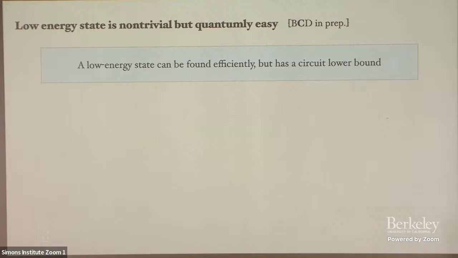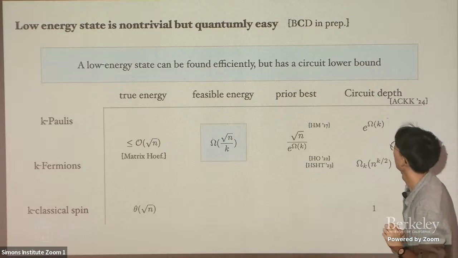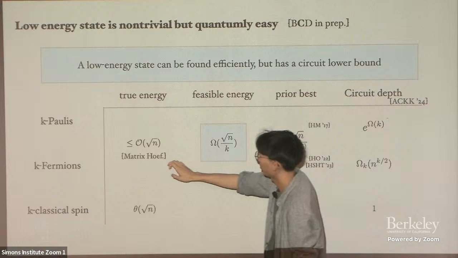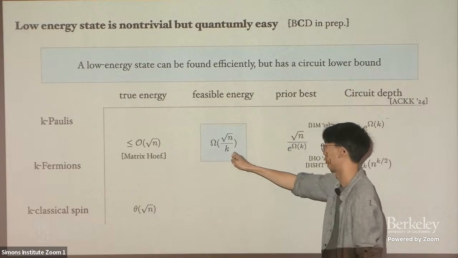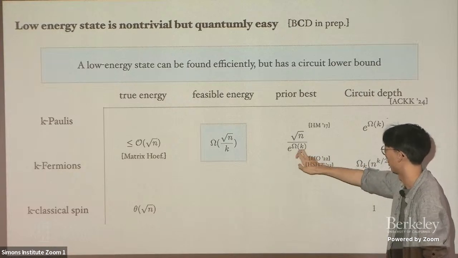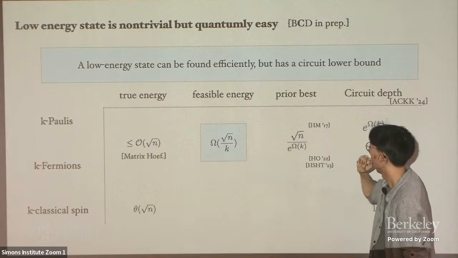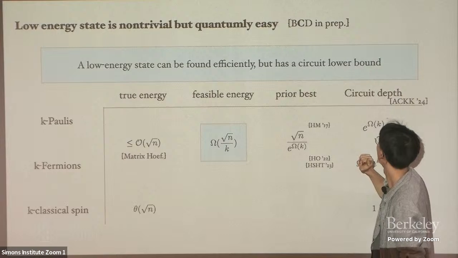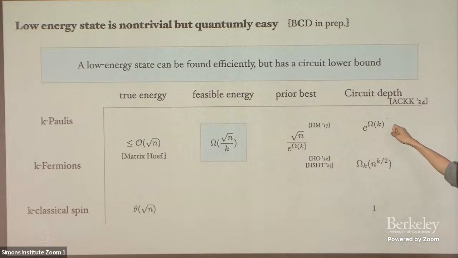Okay, so this is an optimization problem where your goal is to optimize this Hamiltonian. And these are the parameters we get. The true energy is bounded by root n. It could be smaller. Then we show that you can get this number, root n over k, with explicit k dependence. Previously, the best had exponential decay dependence on k. So you get a better k dependence. And all the states that achieve a comparable energy also have a similar circuit depth lower bound to what I have shown you.